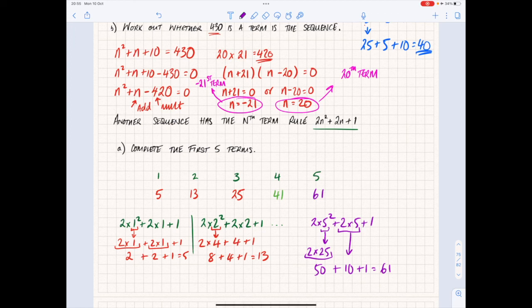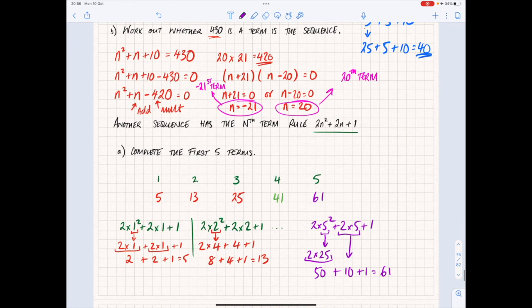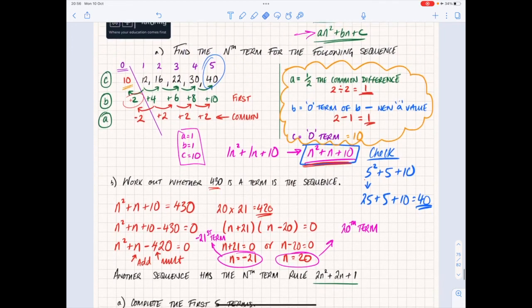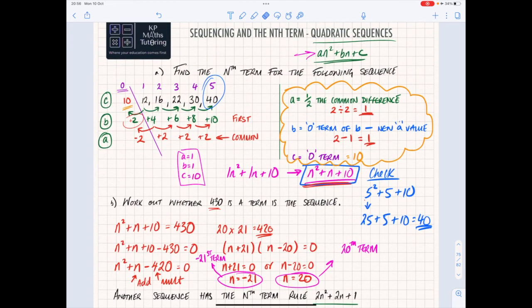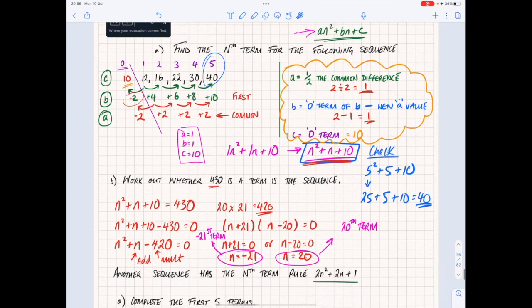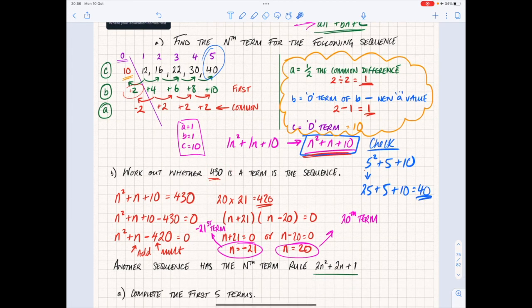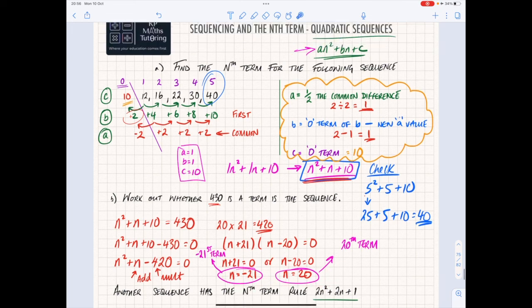Okay, so that's your two key elements of sequences. You've got your basic sequences and arithmetic that goes up by the same amount each time. And then here you've got a geometric sequence, or in this case a quadratic sequence, that goes up by a different amount. And you get to the second value, it's your common difference on the second row. A, B and C values. So as I said, this bit's really important you get your head around. And then to prove that something is in the sequence, if you create a quadratic equation and you can solve it with integers, it is in the sequence.